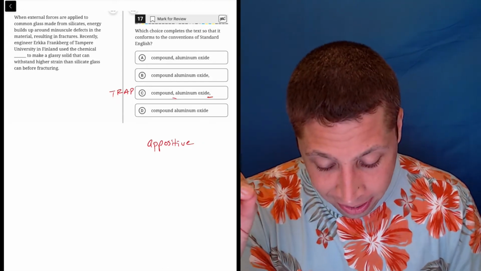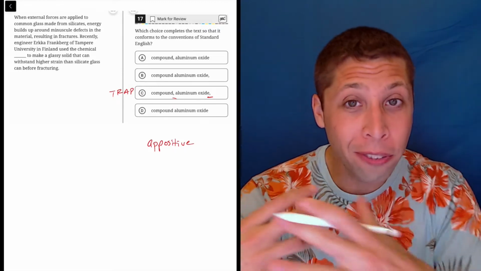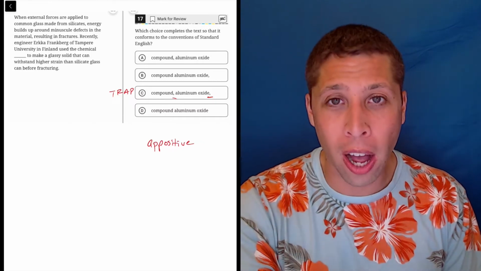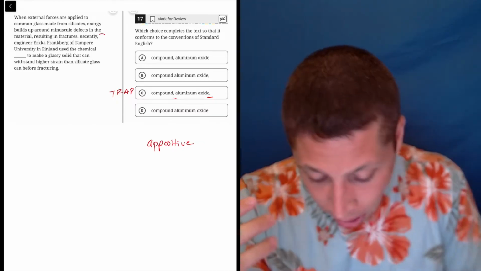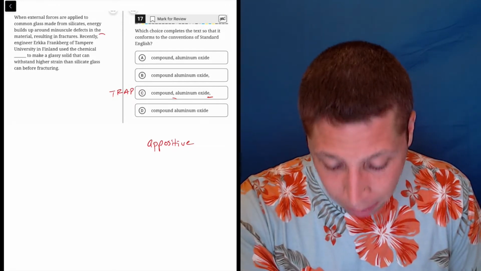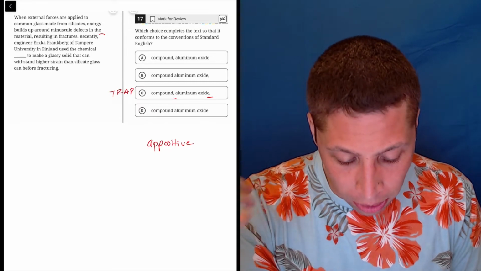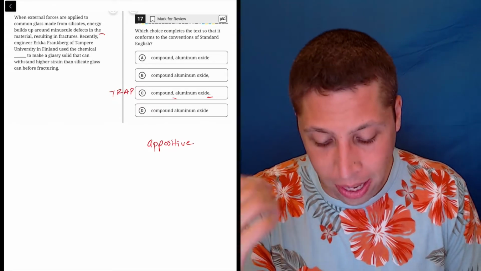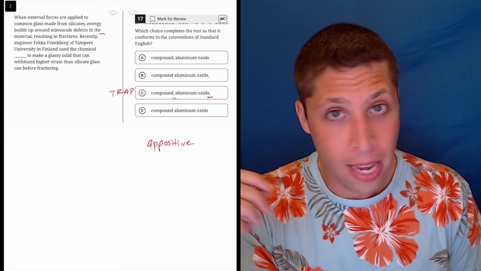In this case, the thing that we're describing is just part of the description. It's just one flowing idea. There's no interruption in the thought. It's all just part of it. So let's see. I'm going to start right here. Recently, engineer Erkka Frankberg of Tampere University in Finland used the chemical compound aluminum oxide to make a glassy solid that can withstand higher strain than silicate glass can before fracturing.